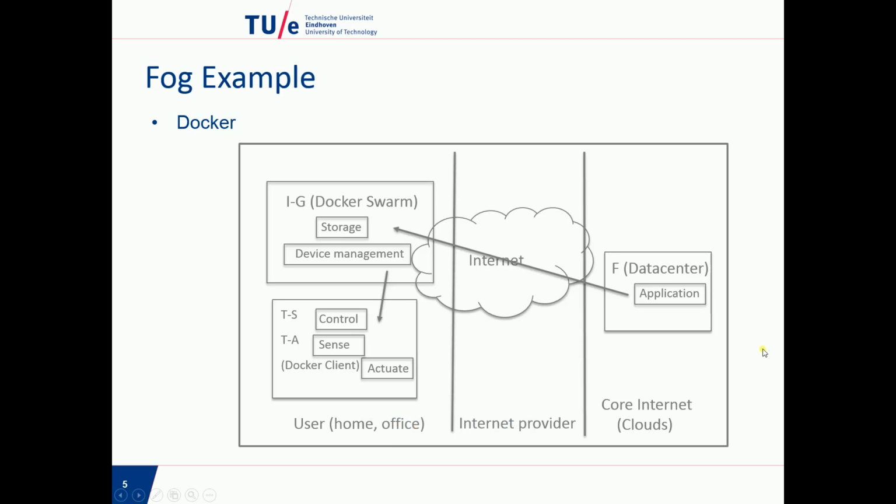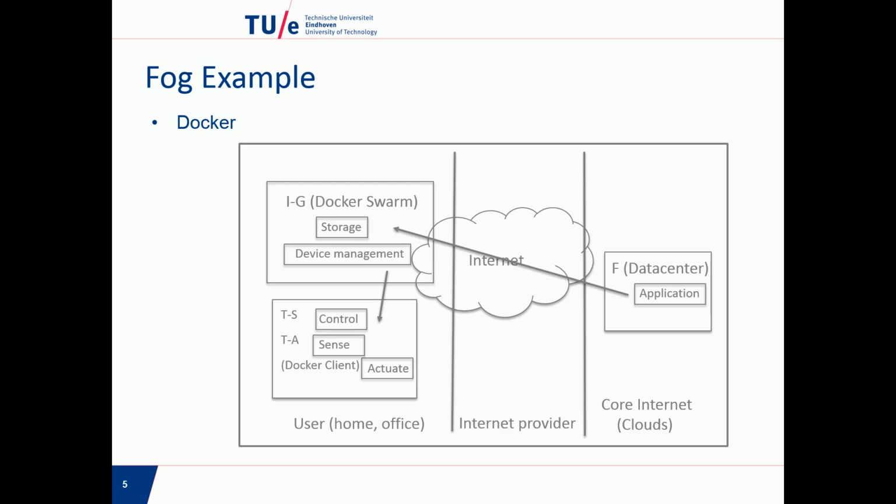Then we come to the fog example. One kind of fog deployment is called Docker. Docker uses mixed control because the control function is placed in the end device called the Docker client. Once the Docker image is built in the cloud, the image will be stored in the Docker Swarm, which acts as a gateway and is a kind of fog device. The Docker Swarm also has the function of managing the end devices, so both device management and the storage of Docker follow the fog approach.